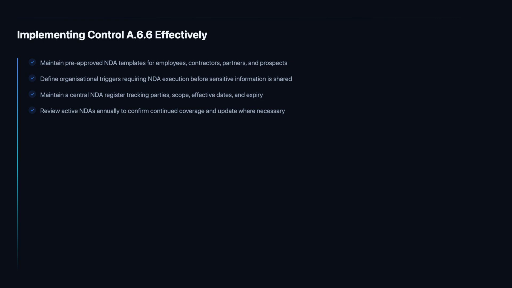Annual review of active NDAs ensures that the protection remains appropriate as relationships evolve. We check whether the scope of information being shared has expanded beyond what the agreement covers, whether the parties are still the correct legal entities, whether the duration provisions remain enforceable and appropriate, and whether the governing law clauses remain suitable for the current operating context. Where changes are needed, we initiate updated or replacement agreements and document the review outcome in the NDA register as evidence of ongoing governance. Let us bring together the essential points from our exploration of Control A.6.6, confidentiality or non-disclosure agreements.